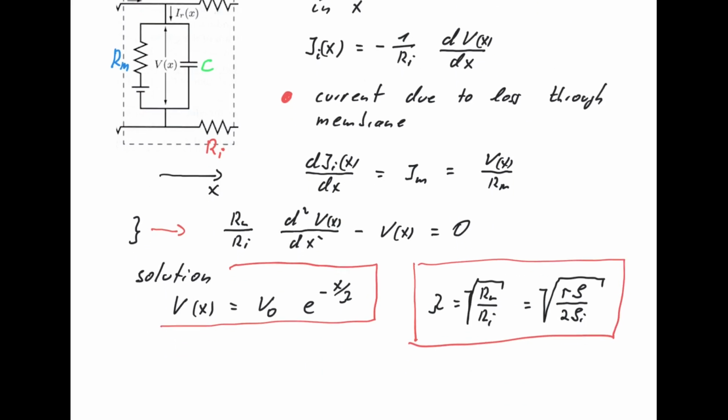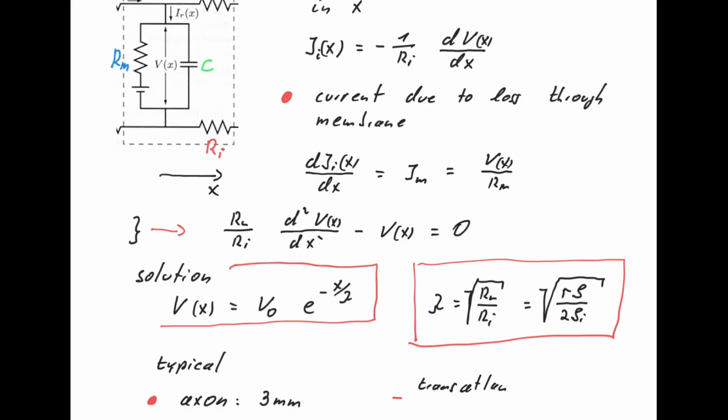Now let's fill in typical numbers, where for the axon, where Ri is very large, the typical length scale lambda is in the order of 3 millimeters. Hence, after 3 millimeters, the signal that you apply at the beginning of the axon will basically die out. Now, that is very different as compared to the transatlantic cable, where this lambda would be 100 kilometers.